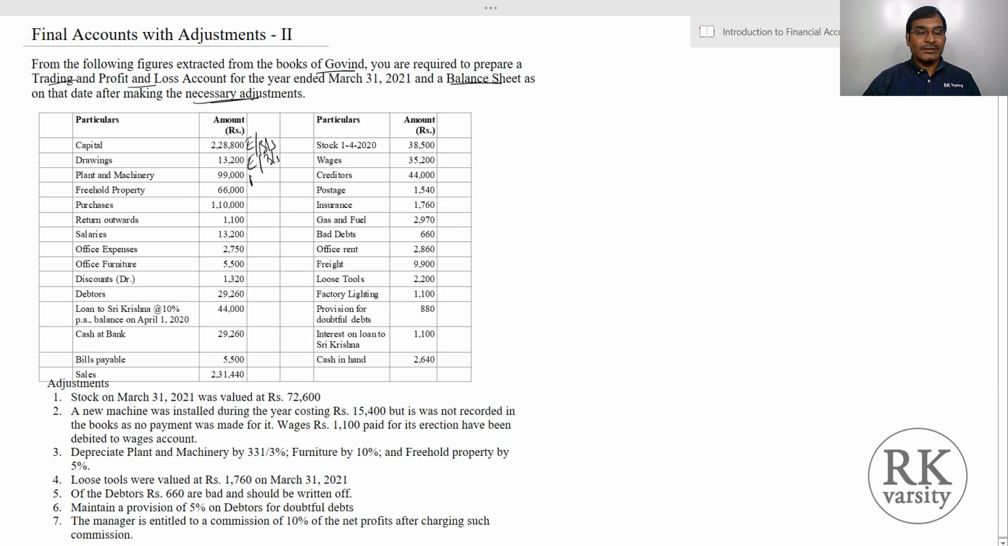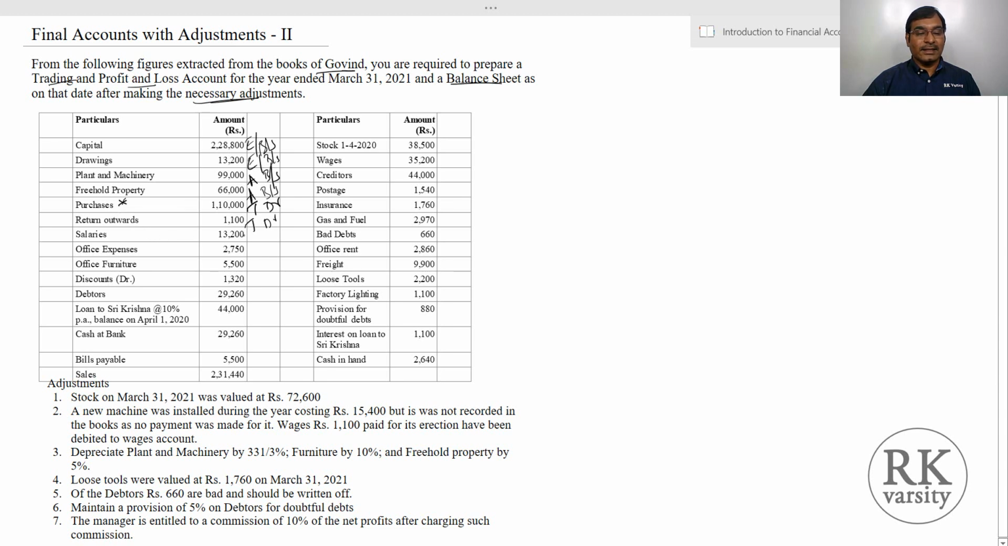Plant and machinery is an asset in the balance sheet. Freehold property again is an asset in the balance sheet. Purchases is a direct expense, so trading account debit side. Return outwards are your purchase returns, so on the trading account debit side you have to make an adjustment with the purchases. We'll make a mark here, that means purchases has an adjustment.